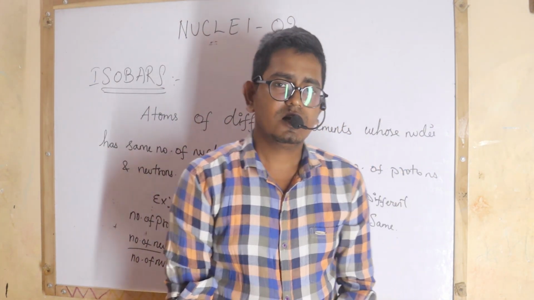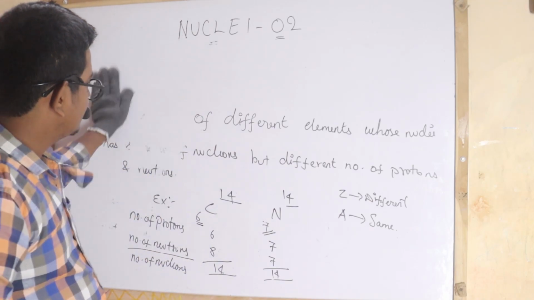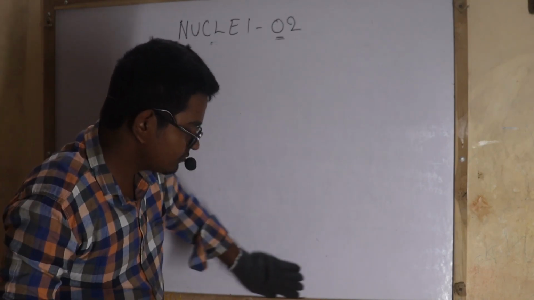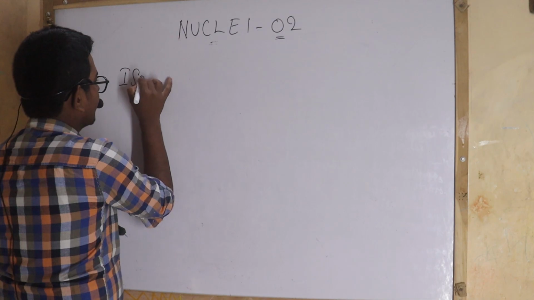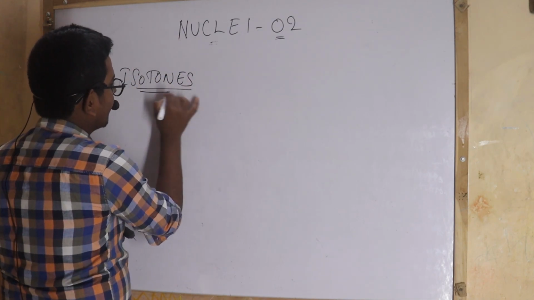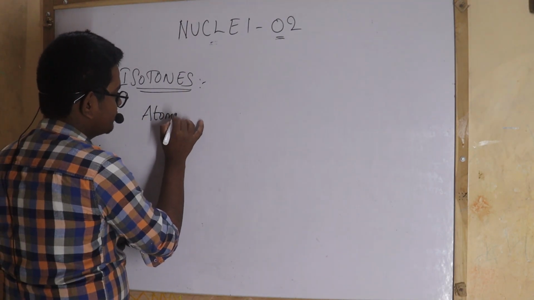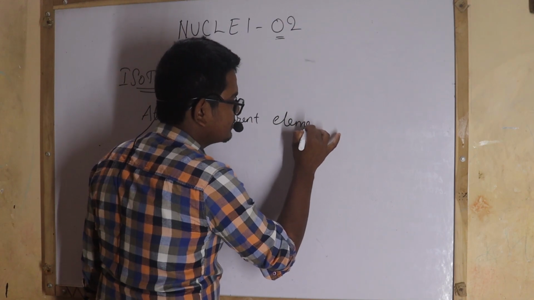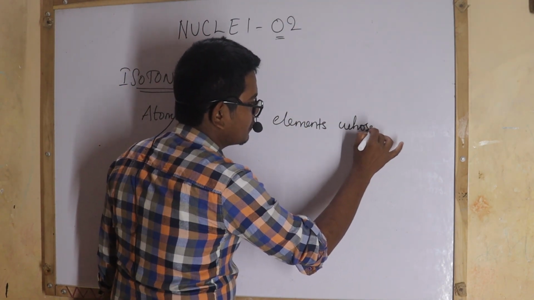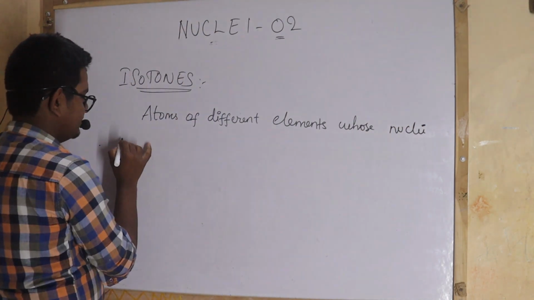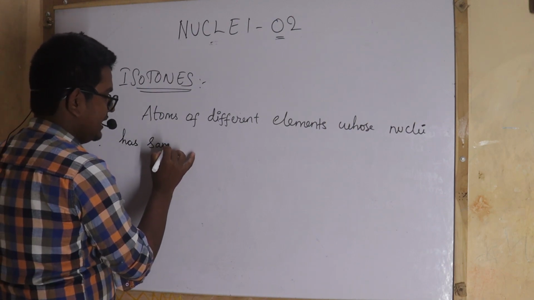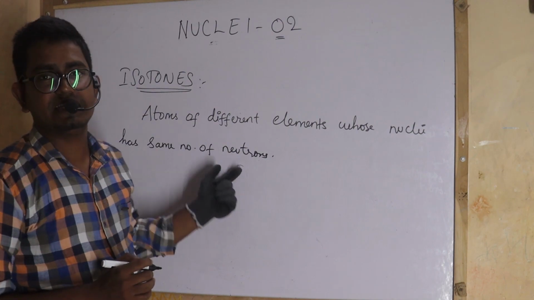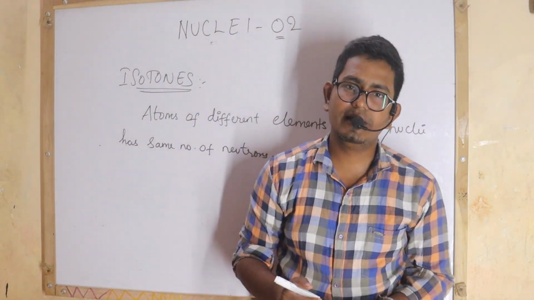Now we are moving to our third definition, or third concept, isotones. Atoms of different elements whose nuclei have the same number of neutrons. If the number of neutrons in the given elements are same, then we can say those elements are known as isotones.